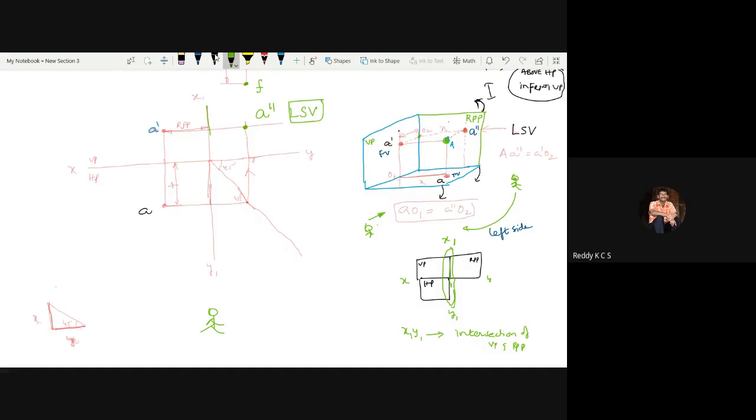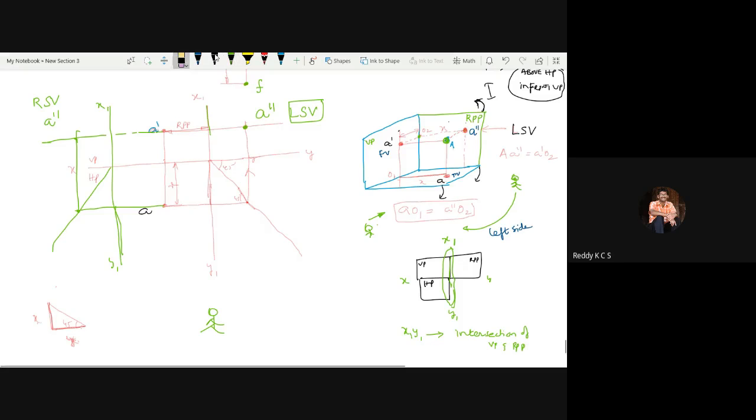In a similar fashion, you can draw x1, y1. If it is a left profile plane that is given, then this a dash is going to be projected in the same fashion, and there is a 45 degrees line here. Transfer this distance to here and then project down to this. I'll be getting a double dash, which is the right side view. I'm telling you about what happens when you take the left profile plane by removing this right profile plane.